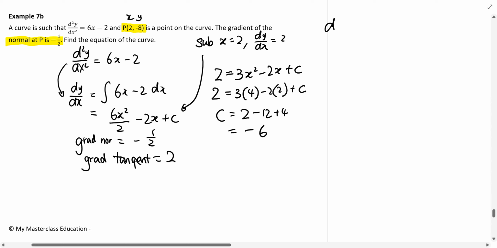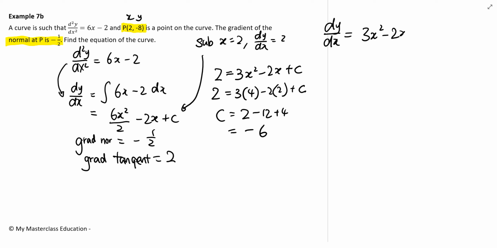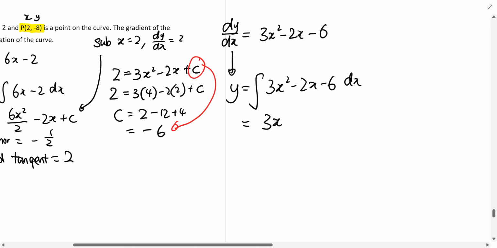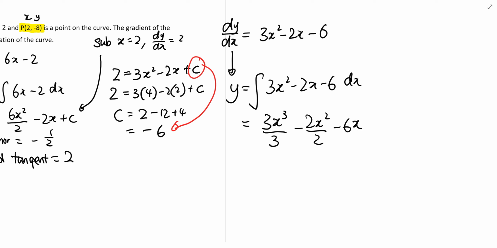Now I write the equation. dy/dx is equal to 3x squared minus 2x minus 6. We have just found this c, which is equal to negative 6. I want to find the equation of the curve, which means I must integrate it one more time. dy/dx becomes y. Integrate 3x squared minus 2x minus 6 dx. When I integrate this, I am going to get 3x to the power of 3 over 3 minus 2x to the power of 2 over 2 minus 6x. Now, because I already used plus c just now, I cannot use plus c anymore. I must write plus d. So this is my y.